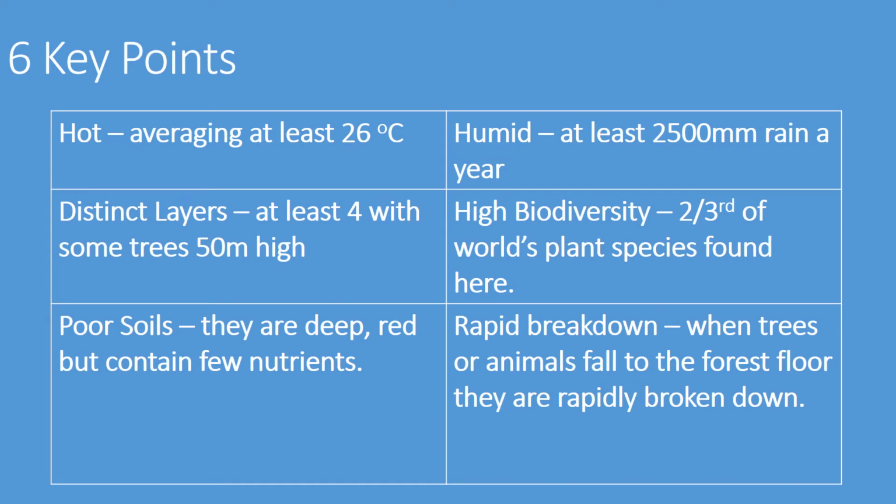So here are the 6 key points. Okay, you need to try and learn these. Look at the headlines. So, hot, humid, distinct layers, high biodiversity, poor soils, rapid breakdown. Okay, they're the 6 things we need to try and learn. And what I'm going to do is take you through a little bit more detail as we go through.